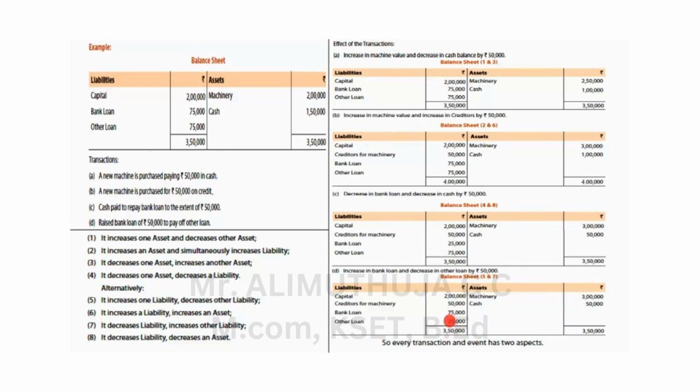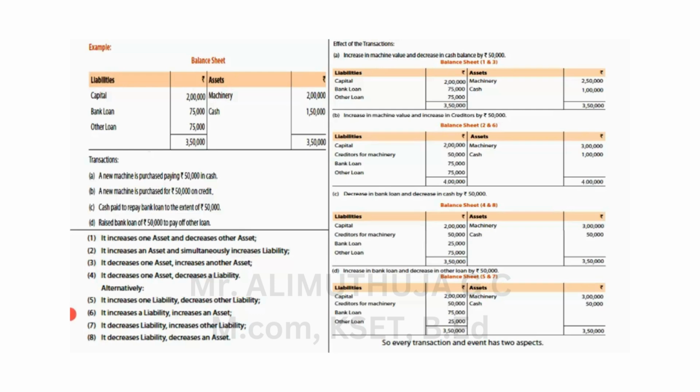The purpose of taking the loan to pay off the other loan was 75,000. Now after payment it became 25,000 rupees. That means 75,000 minus 50,000. So an increase in one liability corresponds to an equal amount of decrease in another liability. That's what point 5 and point 7 say.